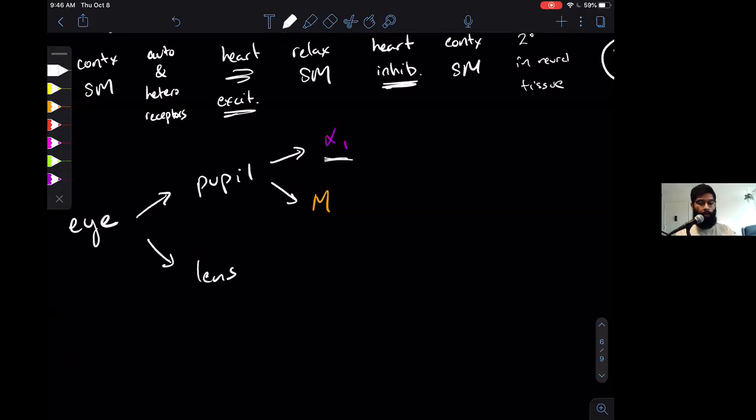For the muscarinic, for rest and digest, this is going to be acetylcholine, which is primarily going to be parasympathetic stuff. This is going to be miosis, or pupillary constriction. So this is called miosis, and this is called mydriasis. Mydriasis. I can spell.